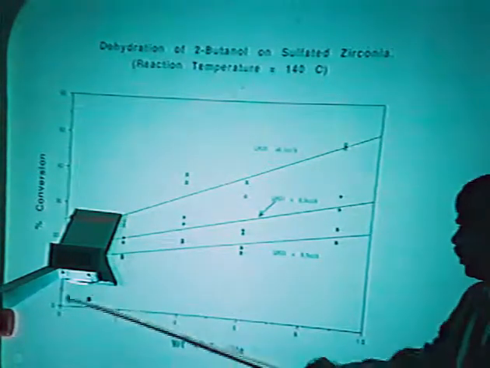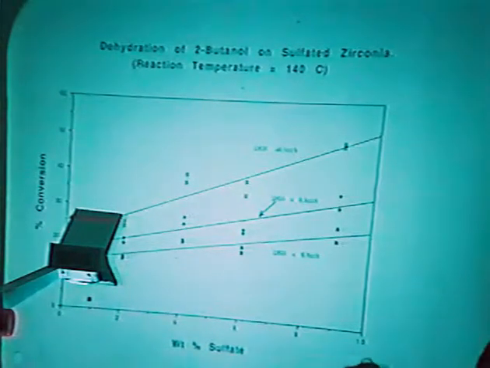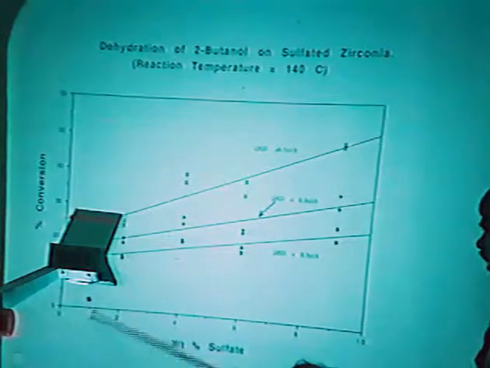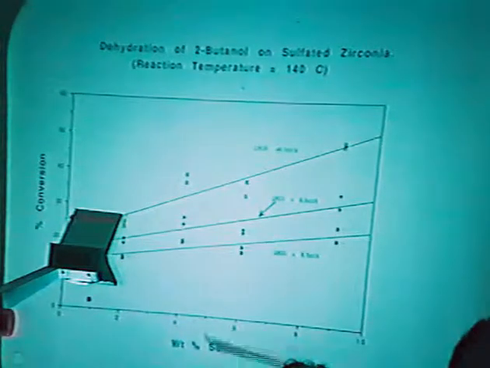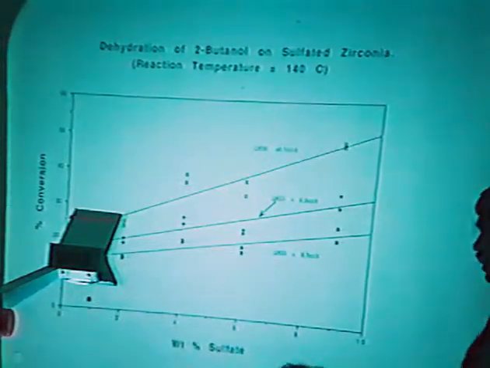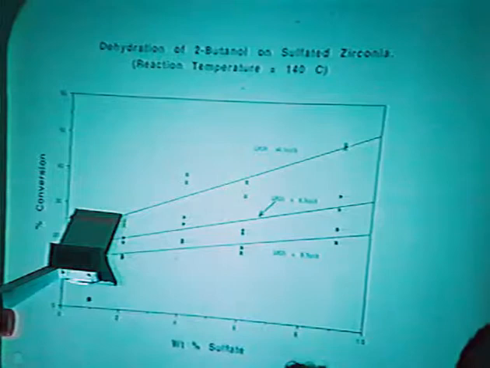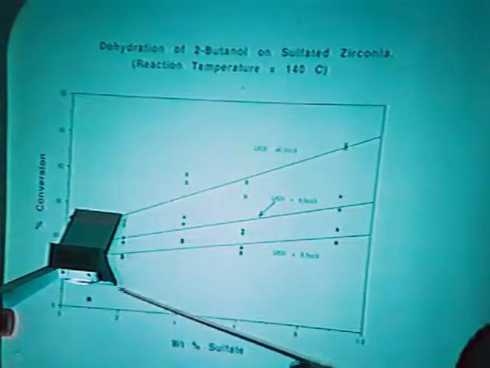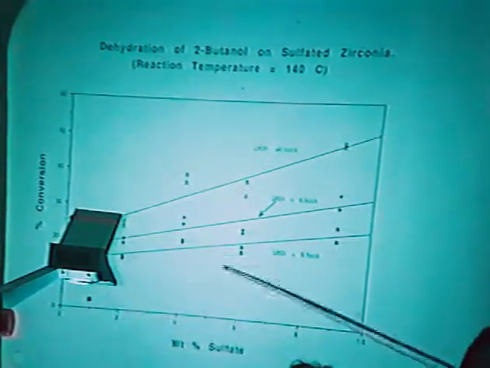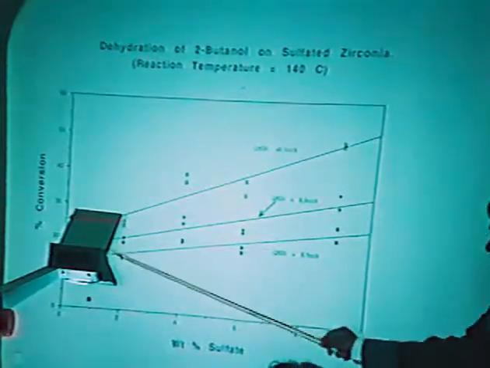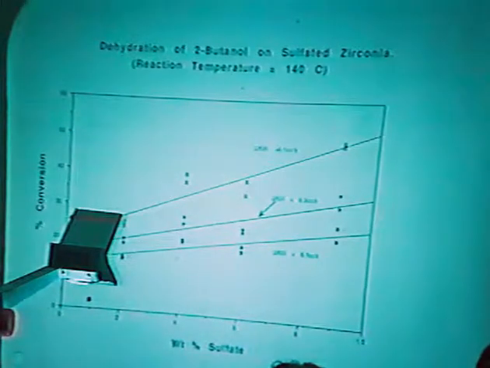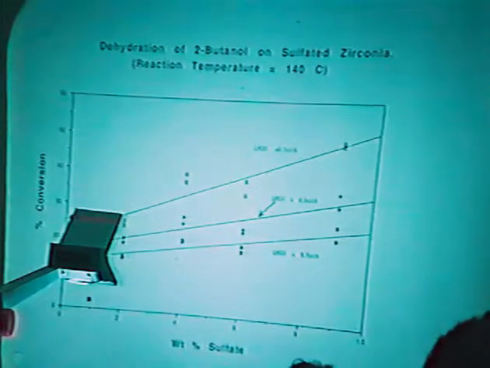In order to find that out, we took 1% sulfate and used a very low space velocity where the conversion is very low, because at that level the sulfate levels are very low. That's the reason we are not getting much activity. But in other cases, all are matching. So this really can be said to represent the contribution from the sulfate.